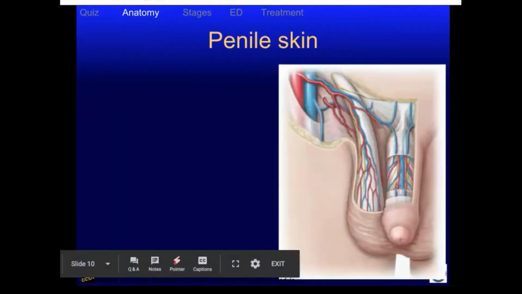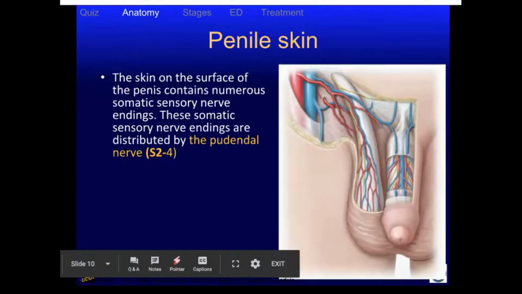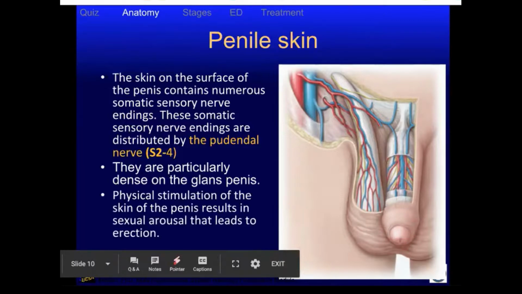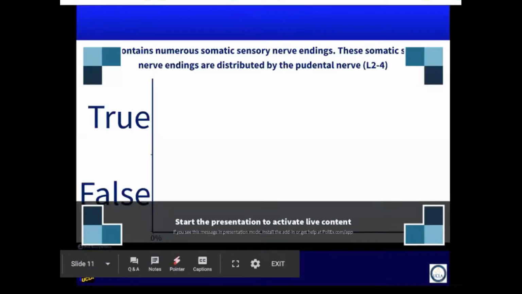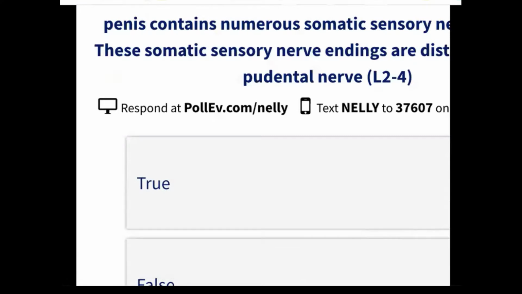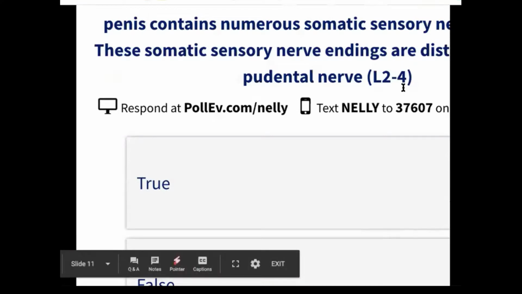That was supposed to be an animation. Penile skin. So it's innervated by the pudendal nerve, which is S2 through S4, not L2 to L4. And there's a higher concentration of the nerve endings at the glans penis, which increases the sensitivity. So that physical stimulation then leads to arousal. So the answer to this question is false. It's not L2 to L4, it's S2 to S4.